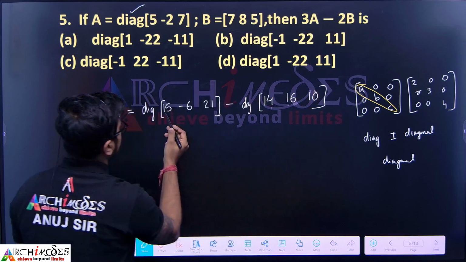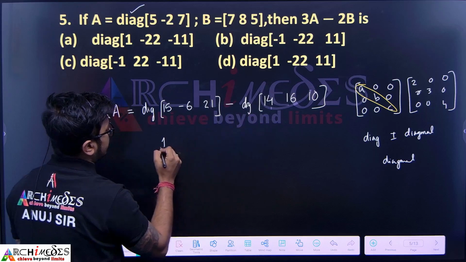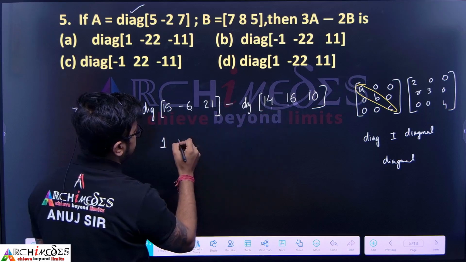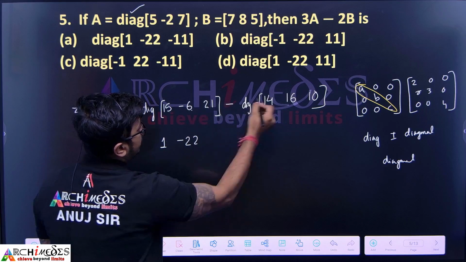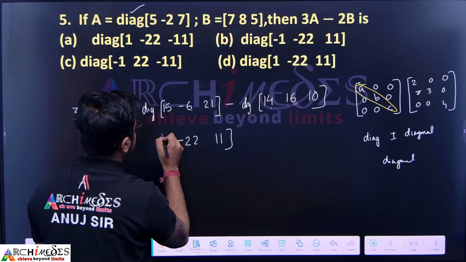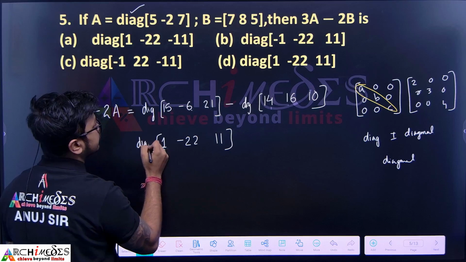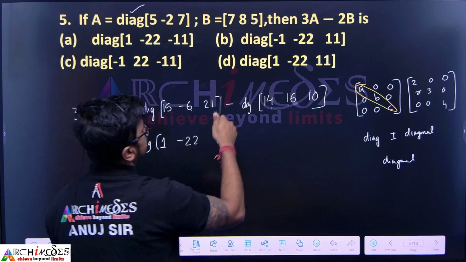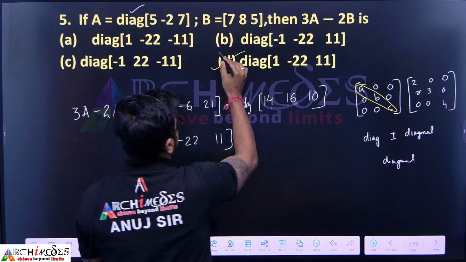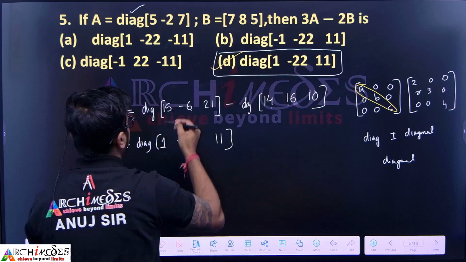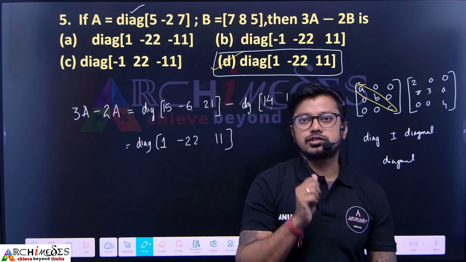So now just subtract. 15 minus 14 is 1. Minus 6 minus 16 is minus 22. 21 minus 10 is 11. So that is the answer, the diagonal of the answer. So 1, minus 22, 11, the diagonal of this. So look at this question. Actually, this is a lengthy process. So this question can be dealt with in this way.